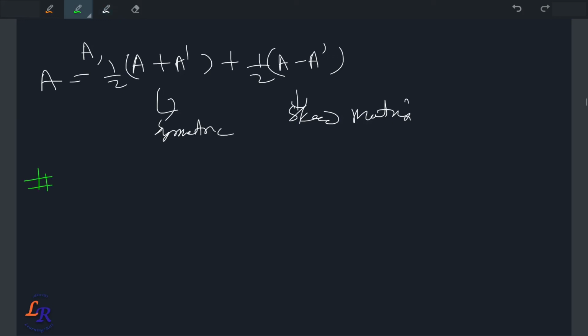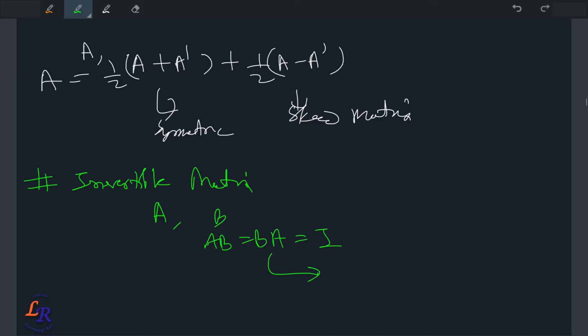Now we have seen the invertible matrix. What was the invertible matrix? If there is a matrix A such that you get another matrix B, and AB is equal to BA is equal to I, then B is an inverse of A, or A is an inverse of B. So A is the inverse of B or B is the inverse of A. That was one property.